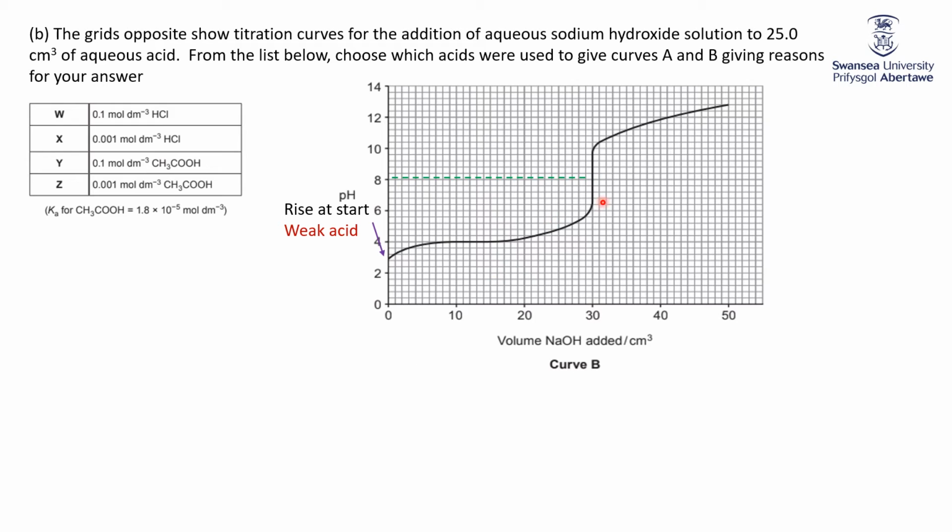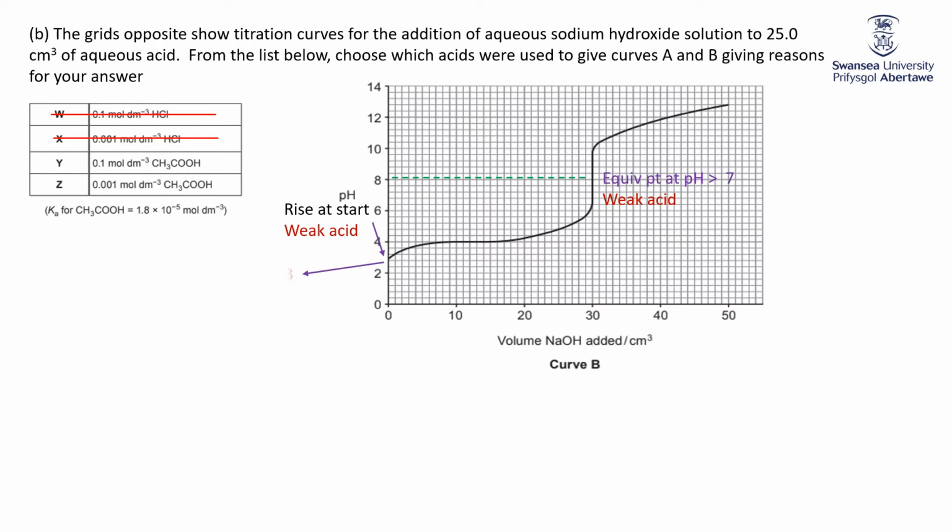Looking at the equivalence point, halfway up the shooting up, it's over 8. Okay, an equivalence point pH greater than 7 tells you that this is a weak acid being titrated with a strong base. So we can eliminate W and X, and let's decide on the concentrations here.